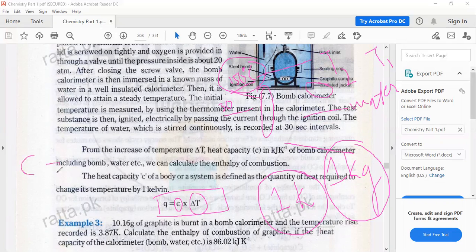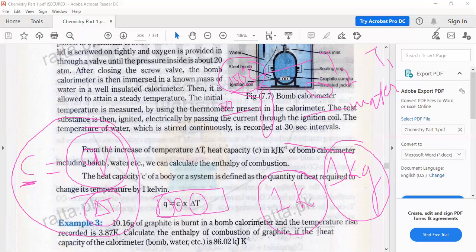So heat capacity is equal to the heat of the system divided by the change in temperature. We have rearranged the formula of heat capacity. Basically, this is the main formula: heat capacity is equal to the heat of the system divided by the change in temperature. We have rearranged this formula to find the heat of the system. If we multiply the change in temperature with the heat capacity, then we are able to calculate the heat of the system, that is, how much heat the system evolved.